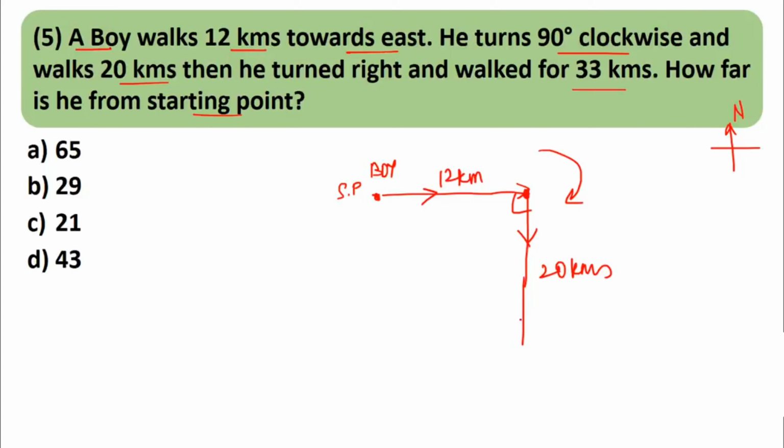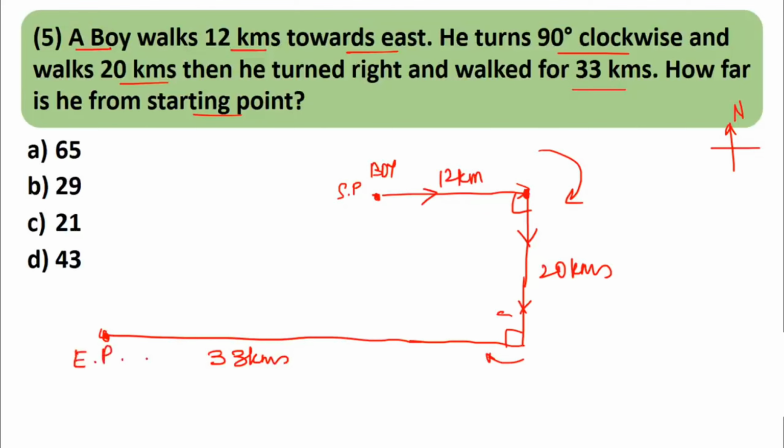Now turning right, since the boy is facing south, okay, turning right would be on this side. So the boy turned right. Turning right means turning by 90 degrees. So he turned right by 90 degrees and continued walking for 33 kilometers. Okay, the boy reached over here. This is the end point. We have to find how far he is from the starting point, that is, how far the boy is from this point. Okay, this straight line which is there, we have to find the distance.